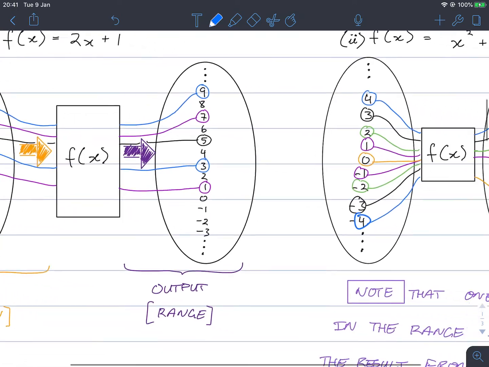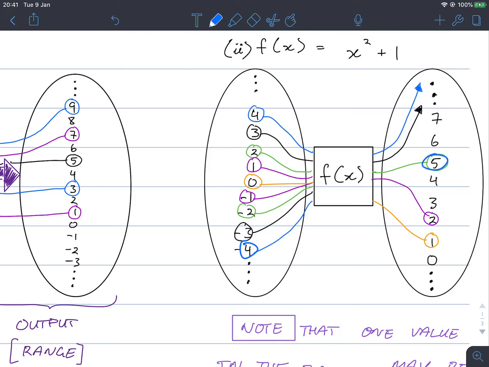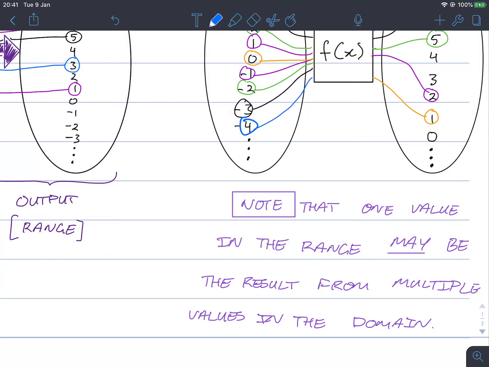Okay, here's another example. Now, I hope you weren't confused when we said that a single input may only have a single output. By that we mean, let's look at this output of 5. There's a single output of 5. However, if we follow where it came from, there are 2 inputs for this function that give me 1 output. That is allowed. So one value in the range may be the result from multiple values in the domain.